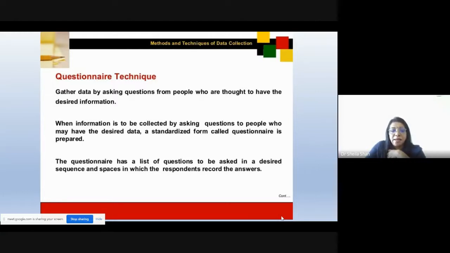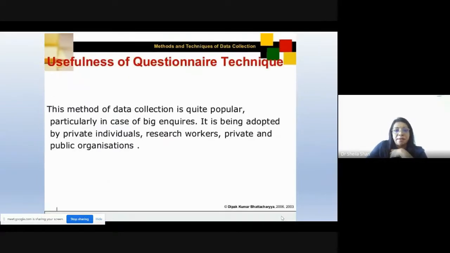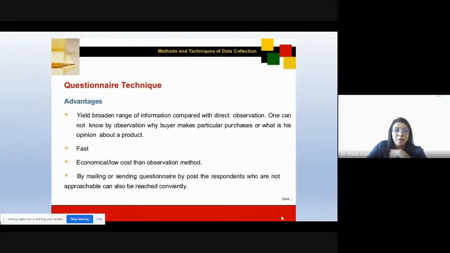Questionnaire technique. This one is a way of collecting your primary data. And it's quite a popular method. Yeah, a popular method adopted by many private individuals, research workers, and public organizations, a lot. Yeah, all right.